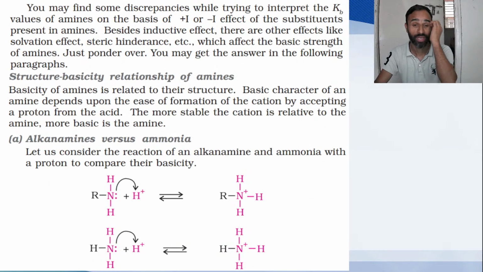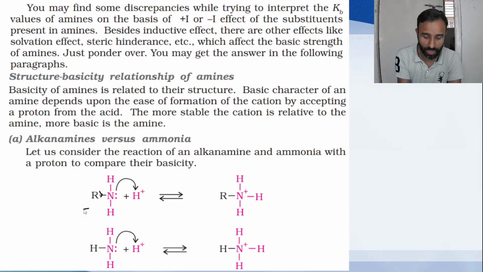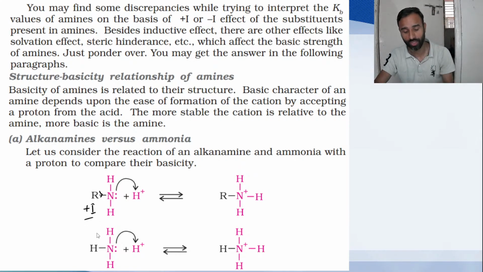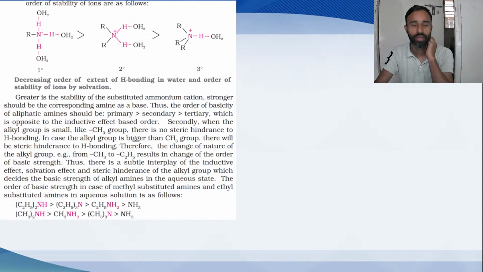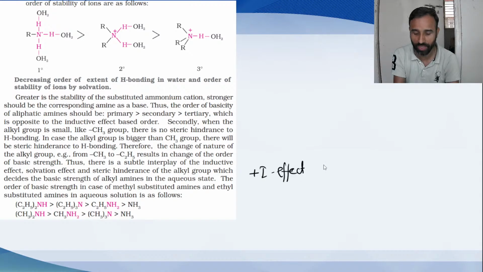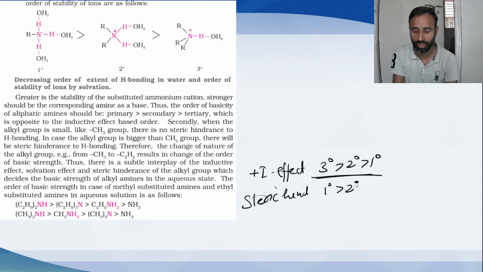See this one. Alkanamines versus ammonia. Obviously, alkanamines are more basic than ammonia because there is plus I effect, and due to plus I effect there are more electron releasing groups on primary amine than ammonia, and that's why the lone pair is more available for donation. So alkanamines are more basic than ammonia. But when we compare ethylamines and methylamines, in plus I effect it is maximum in tertiary, then secondary, then primary. So this should be the order of basic strength. But steric hindrance is maximum in tertiary, so it should be like this.